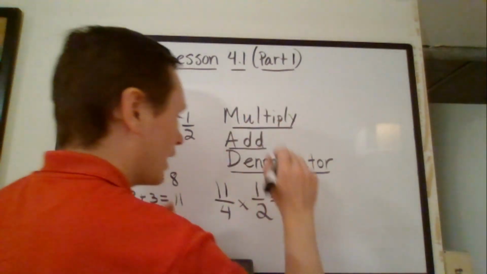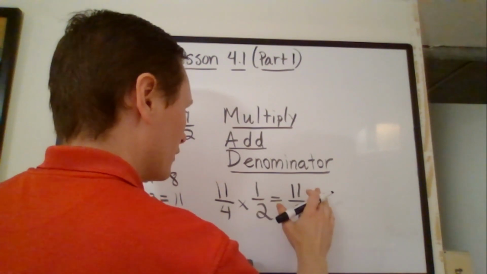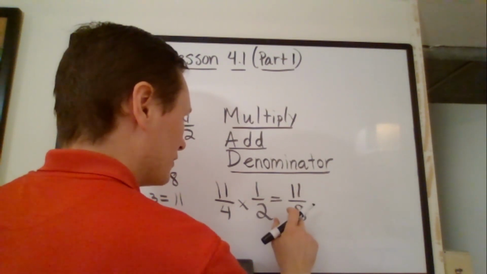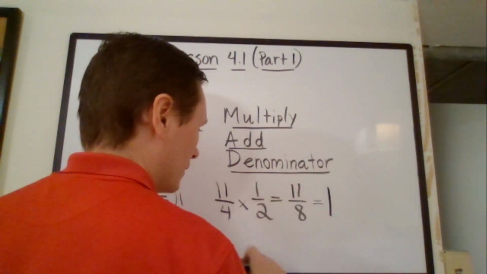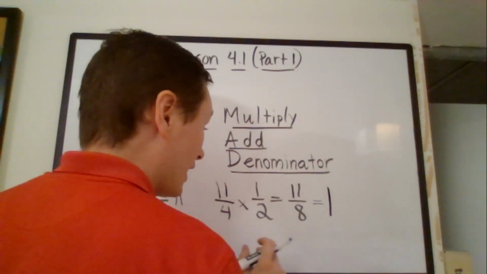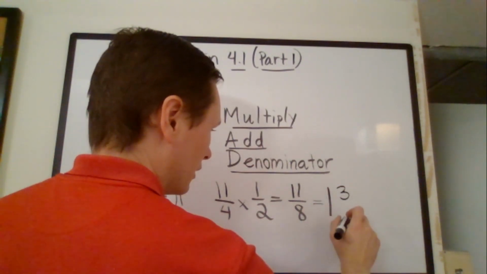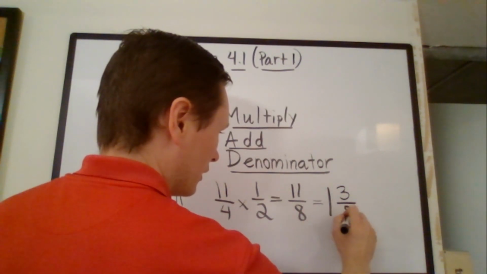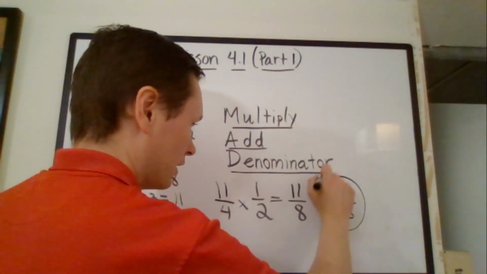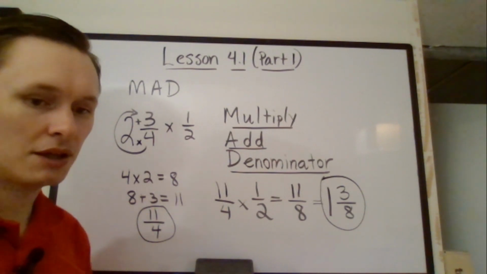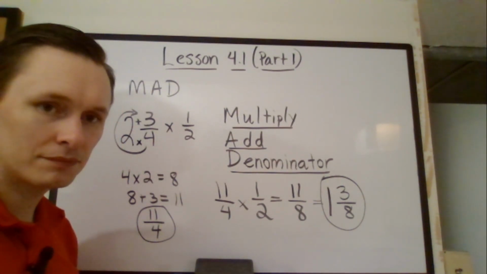So, here's how we solve this. We say, how many times does 8 go into 11? 1 time. 11 minus 8 is 3. So I have 3 over 8. My answer is 1 and 3/8. Okay.